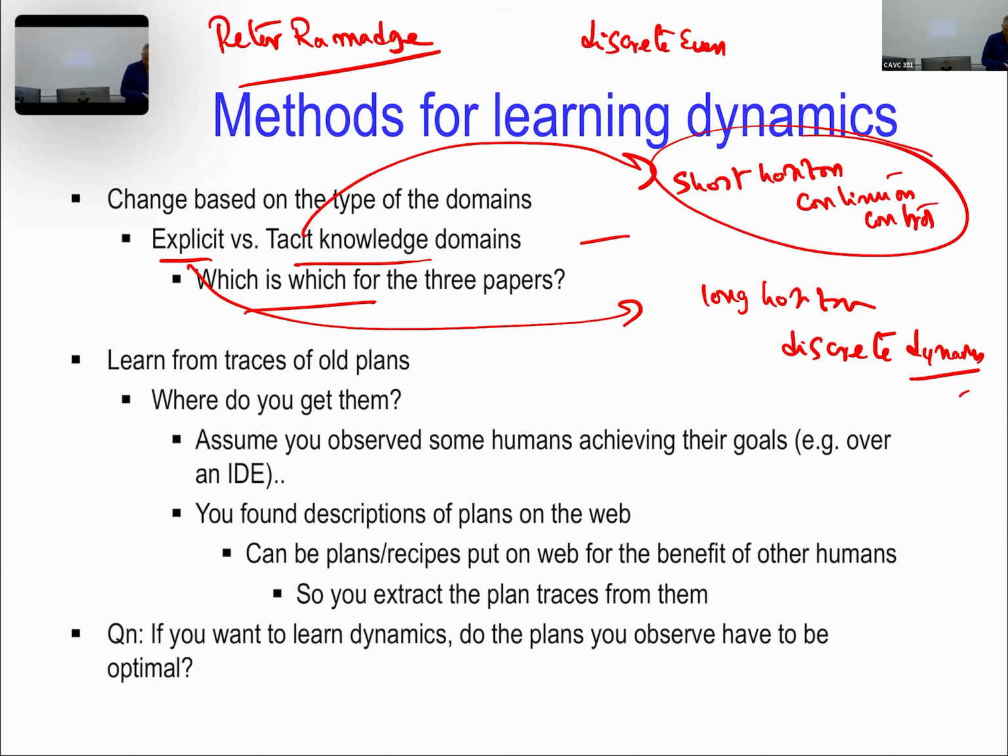So the Danziger paper is the second type. And the third one essentially says that many problems have both short horizon continuous dynamics and long horizon discrete dynamics at the same time, and you do planning at both levels. The question then is, if you are starting from scratch, can you abstract the short horizon continuous dynamics into some symbolic long horizon discrete dynamics? That's what that part is.